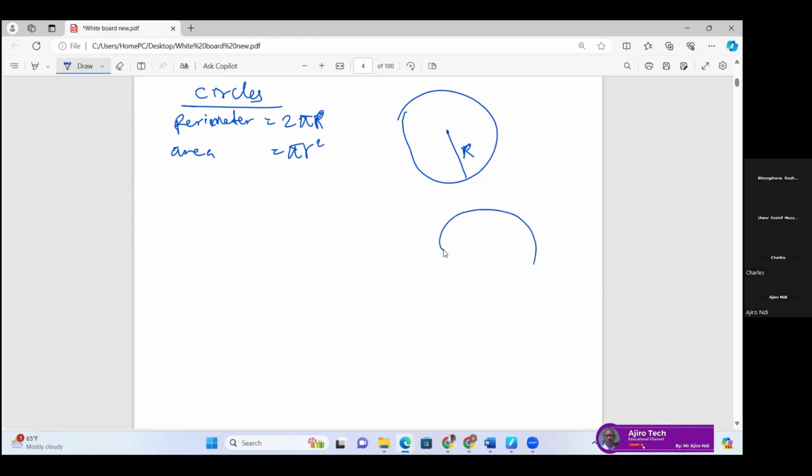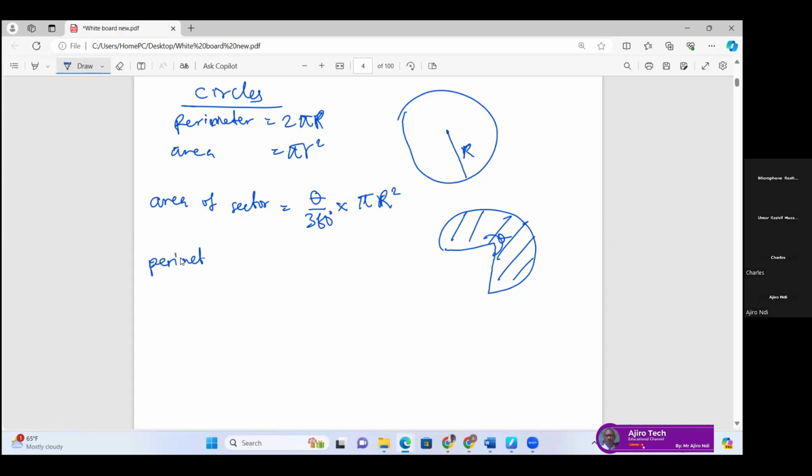If you have a sector of a circle with angle theta, the area of the sector is a portion of the area of the circle, and that portion is the angle over the total angle. But the perimeter of the sector is the arc length plus radius plus radius.